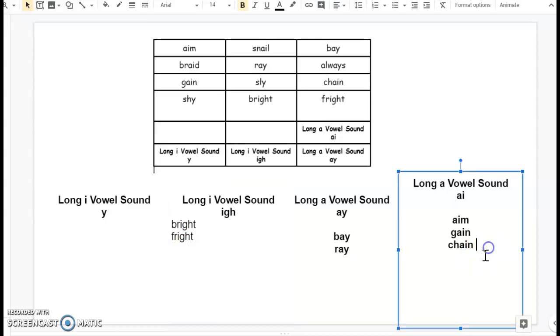Oh, I forgot one over here. Braid. You braid your hair, maybe you braid your mom's hair, maybe you braid your sibling's hair. Tie a braid.